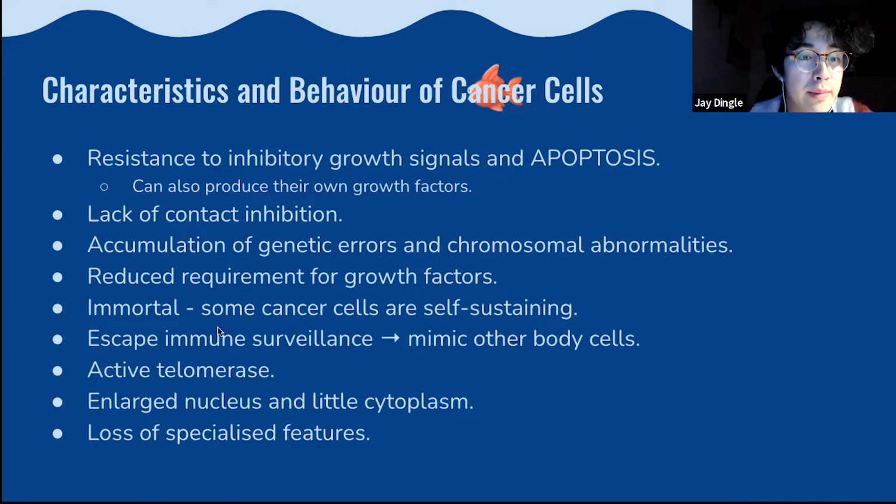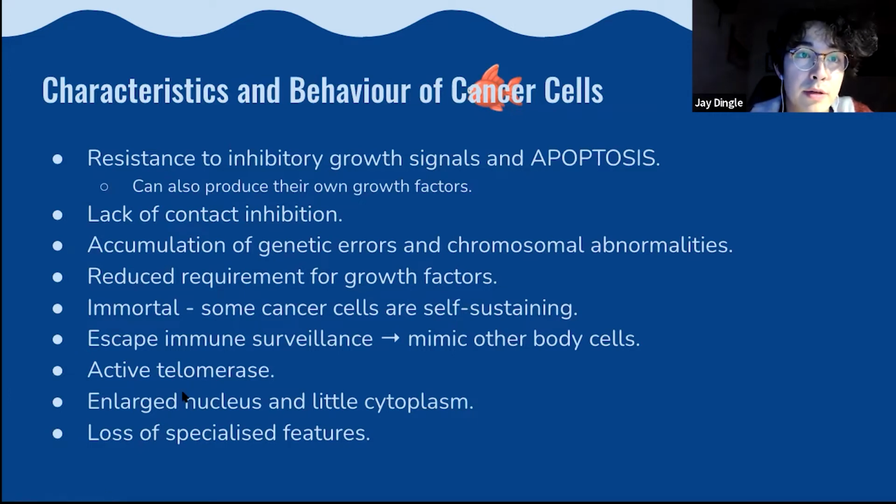We call them immortal sometimes because cancer cells can be self-sustaining, and often they're self-sustaining through a process known as angiogenesis, which is where cancer cells can grow blood vessels from existing vasculature. They're able to escape immune surveillance by mimicking other body cells. Something that's super important is that they have active telomerase.